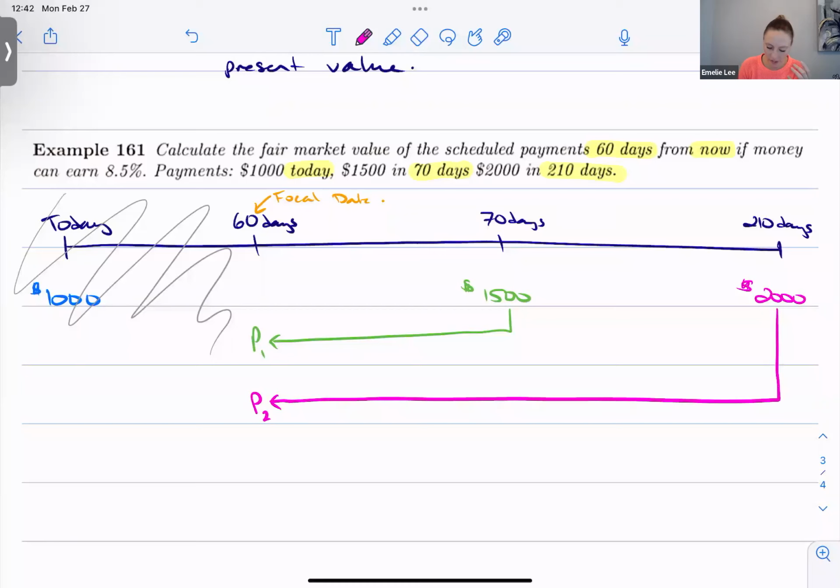It's just a little bit tricky. We have to keep our wits about us. 60 days to 70 days, that's only 10 days, so T here is 10 over 365. 210 minus 60 is what? 150. So here time is 150 days over 365.